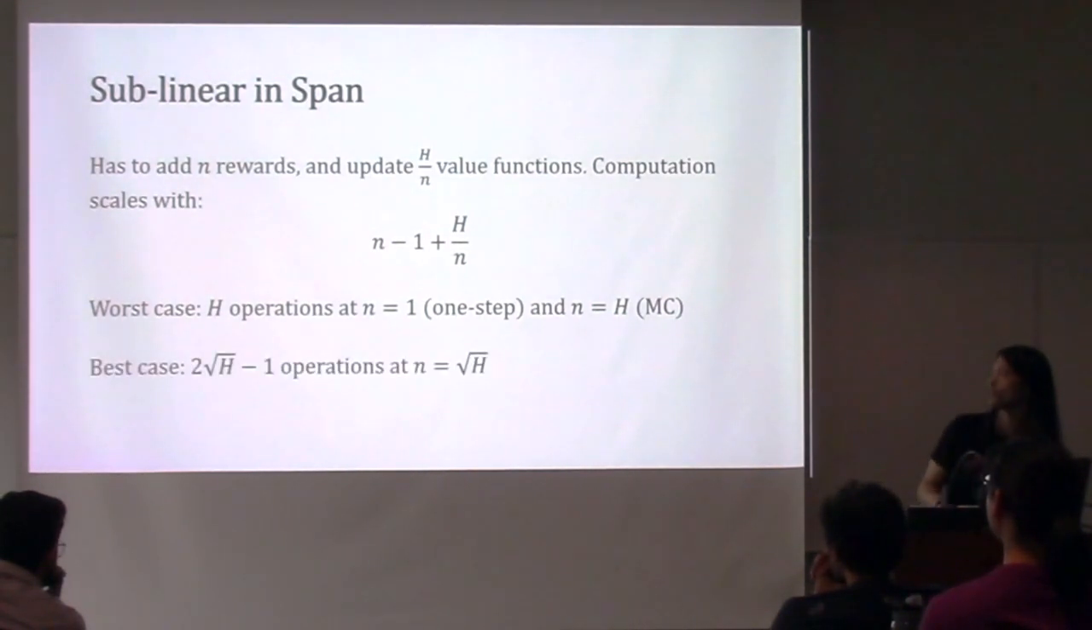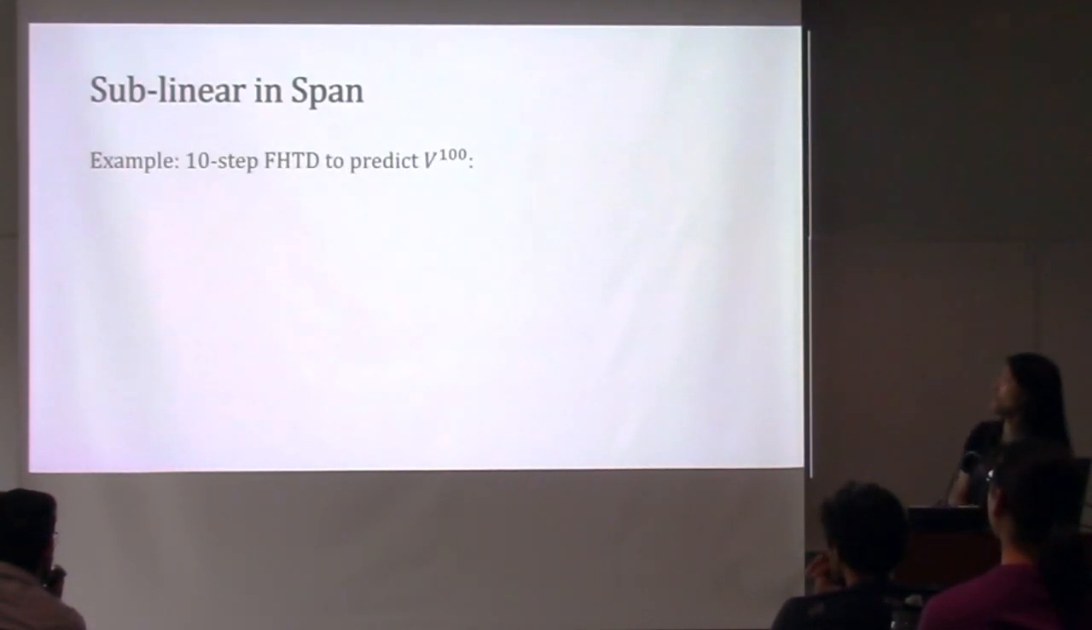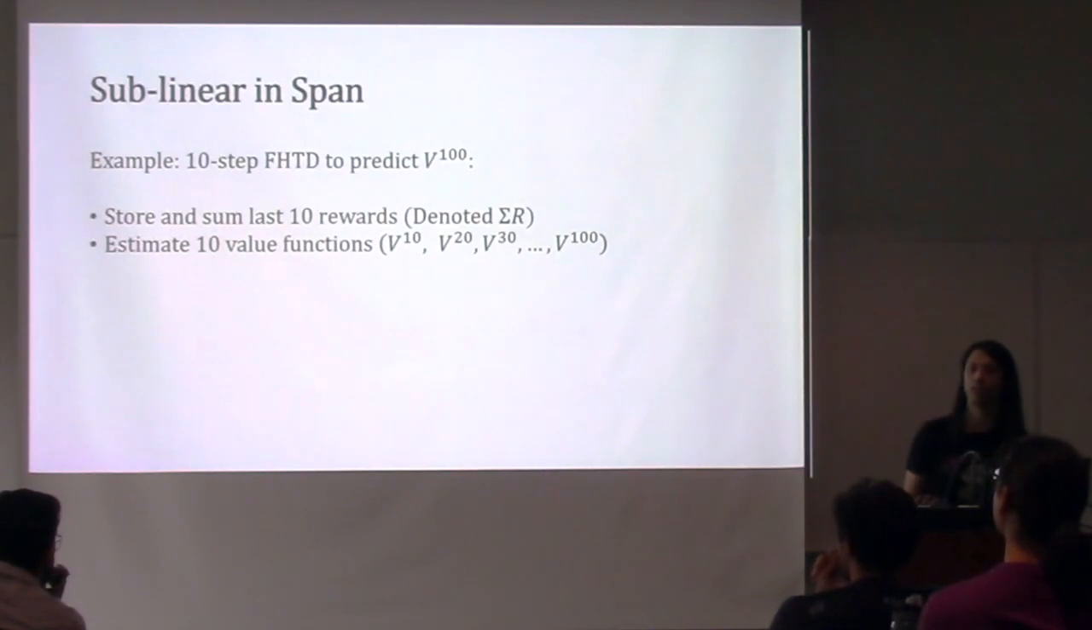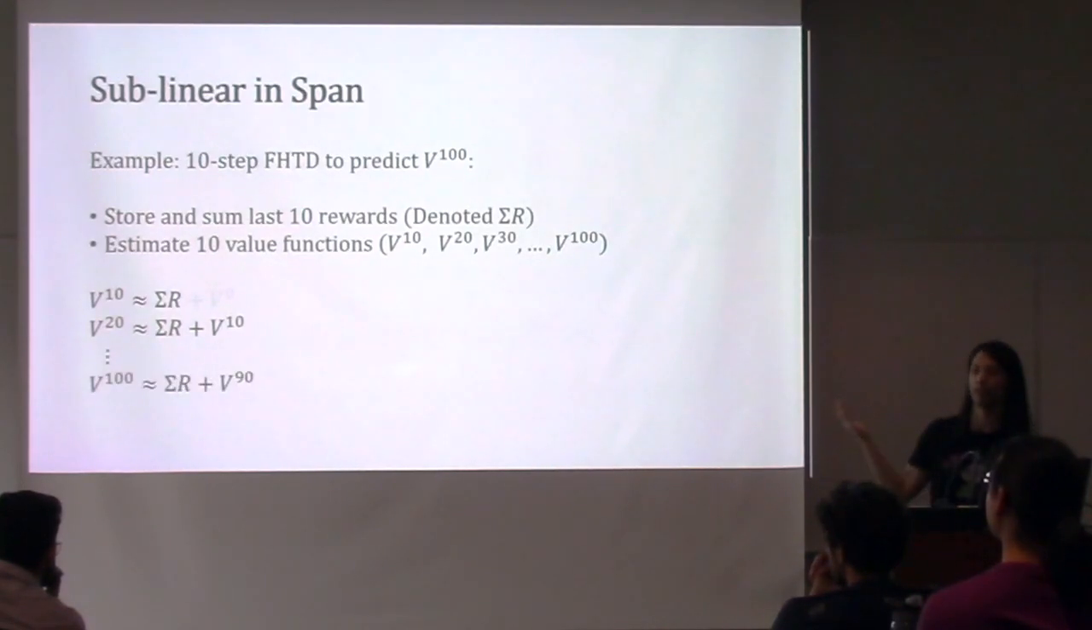It has a best case at n equals square root of H, which ends up scaling sublinearly in the horizon. It scales with the square root of the horizon you care about. To give an example, if you use 10-step finite horizon TD to predict V100, you can store and sum the last 10 rewards, and then you only have to update 10 value functions. So that's on the order of maybe 20 operations. The estimate for V10 would be the sum of the rewards plus 0. The estimate for V20 would be the sum of the rewards plus V10. And you can follow this up until you reach V100. So you can improve the computation with this, and I think the square root of H is pretty reasonable, because if you're predicting 256 steps into the future, it's on the order of maybe 16 operations.